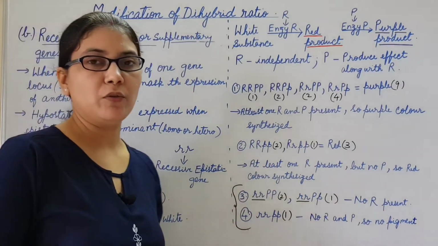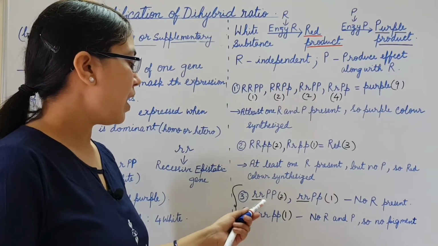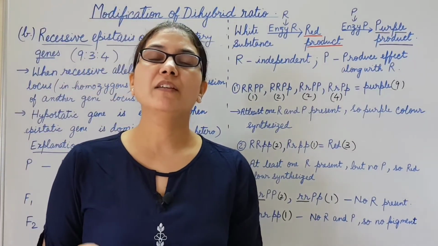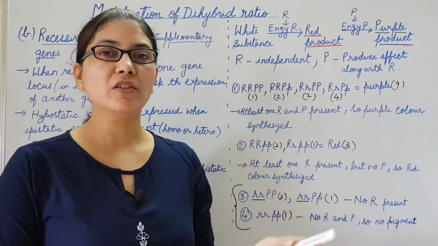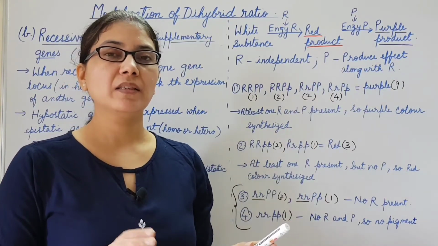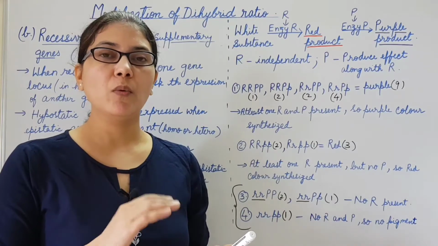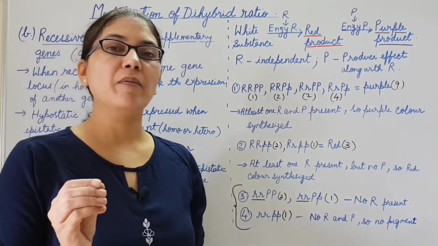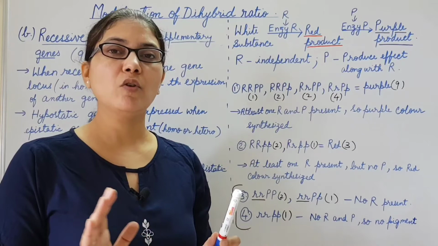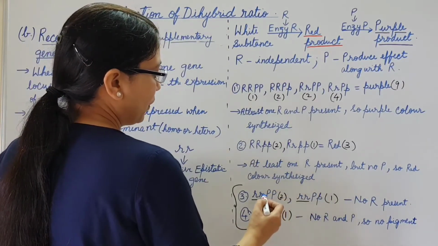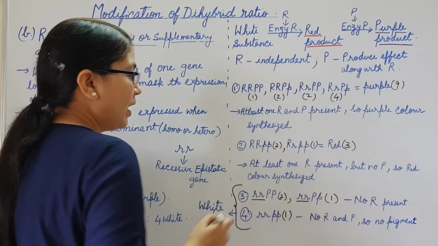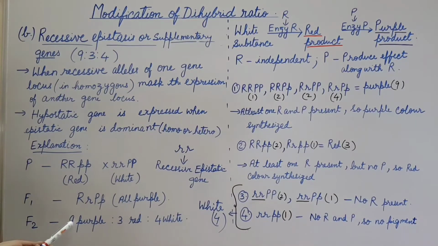In the fourth type of genotype, R is in homozygous recessive condition and P is also in the homozygous recessive condition. So there is no functional enzyme R or P. Hence, no pigment is produced, or the white substance is not converted into any color. Hence, the plant gives white flower instead of red or purple flower. So if we see the total, we get white flower plants, that is 4 in number. And this explains the F2 ratio 9 purple to 3 red to 4 white.